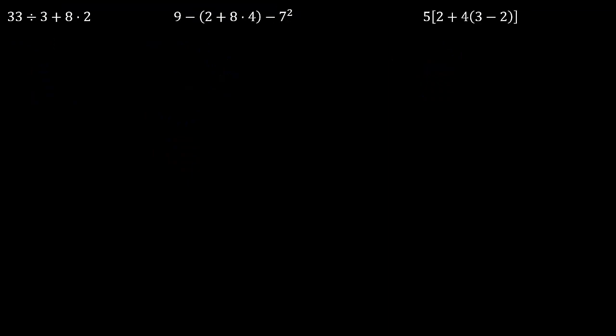Let's go to the next set of problems. We've got 33 divided by 3 plus 8 times 2. Let's check. Parentheses and grouping symbols, we have none. Exponents, we have none. Now let's go to multiplication and division. We actually have both, don't we? But remember what it said: do it in the order it appears, left to right. So I'm going to do the division first. And so 33 divided by 3, that's 11, plus 8 times 2.